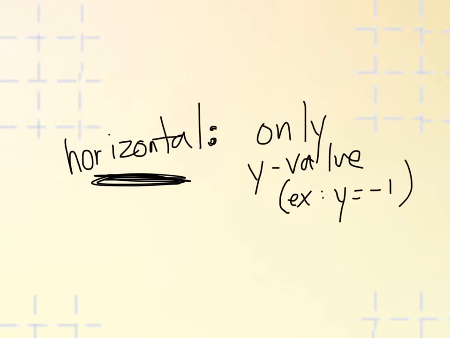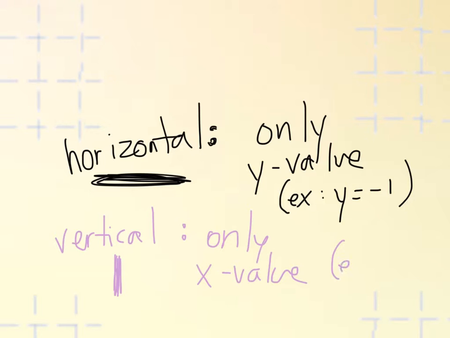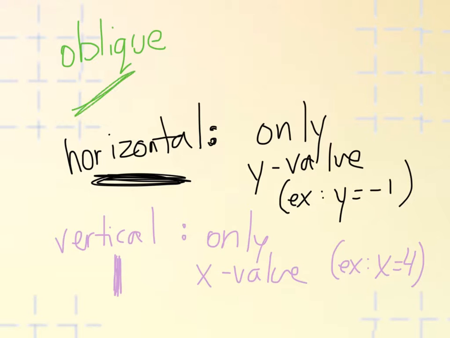We would get a vertical line to form if our equation only involves an x value. Like in that first example, where x was equal to 4. And then finally, the third type of line we can see is oblique, which means diagonal. And the equation in that instance would include both an x and a y value.